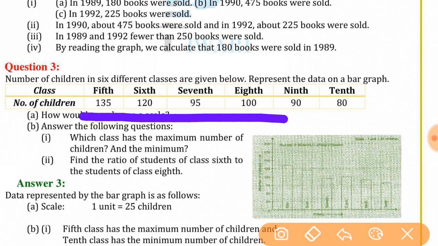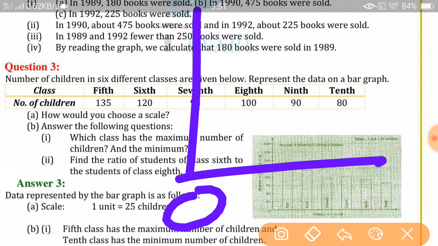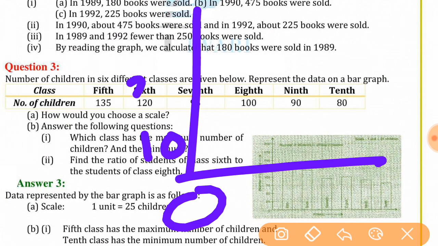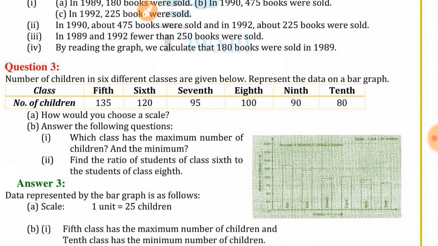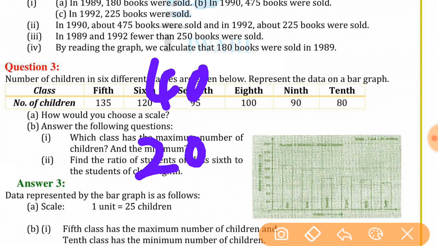So we can choose 10, 20 and all, but in the books, what happens if you start from 0 and go 10, 20, the bars come only 5, 10, 15 bits below. But here the highest number is 135. 135 you won't get. So we can choose a scale of 20, 40 and all. Also you can take 25, but if you need 25 you won't get it very easily.